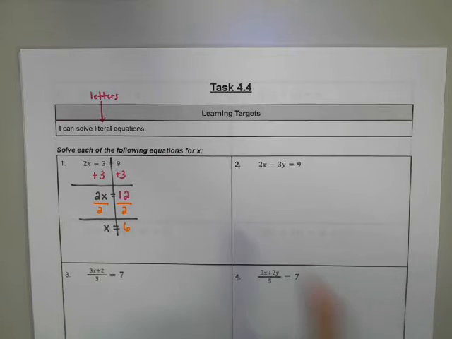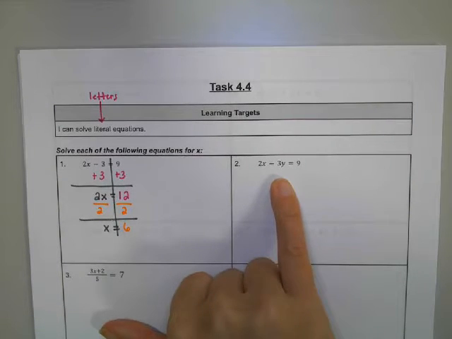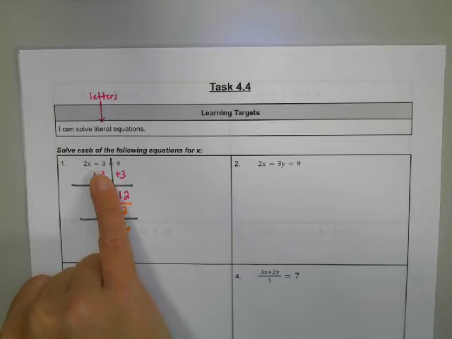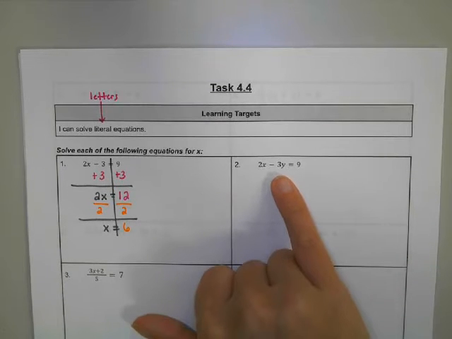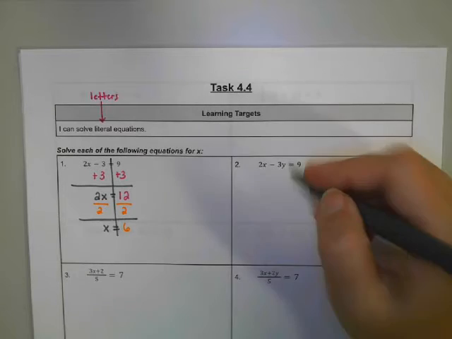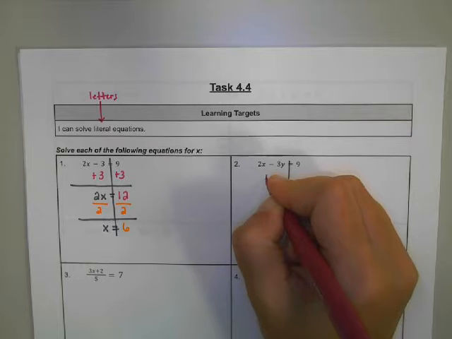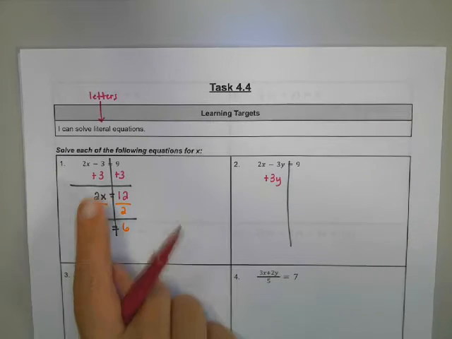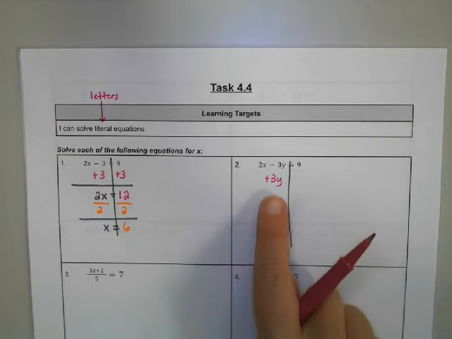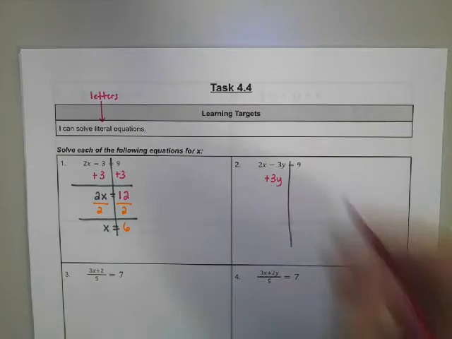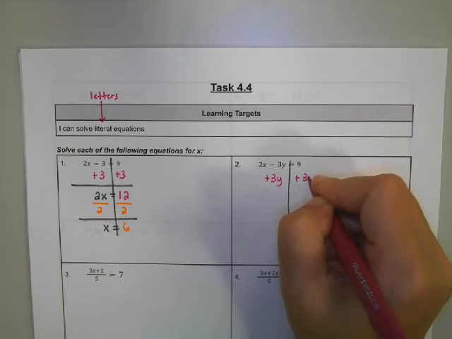Now take a look at problem number 2. You'll notice that problem number 2 is exactly the same equation as problem number 1. The only difference is that instead of just 2x minus 3, we have 2x minus 3y. So let's take a look how we would solve an equation like this one. If I wanted to get x by itself, the first thing that I would do here is plus 3y. Just like over here I did plus 3, here I'm just doing plus 3y because now there's a y next to the 3.